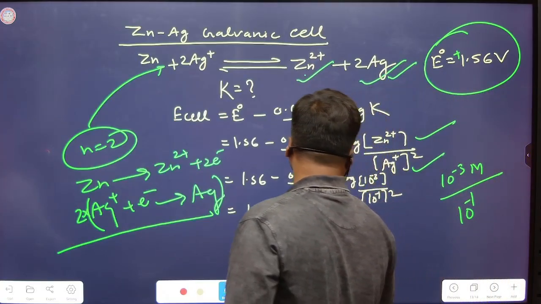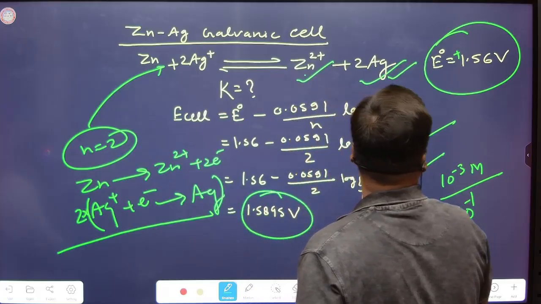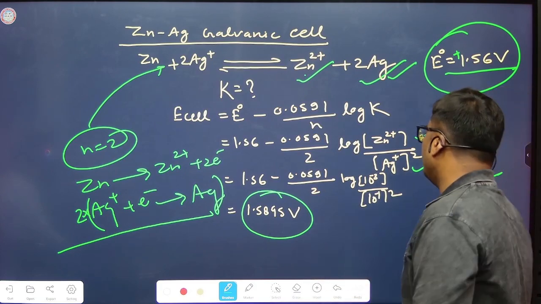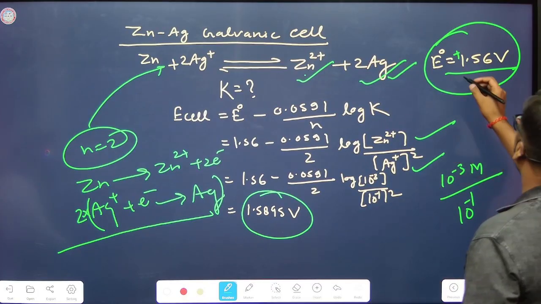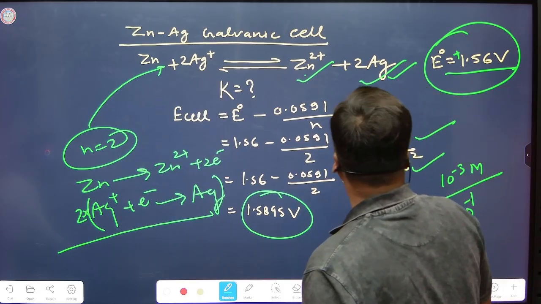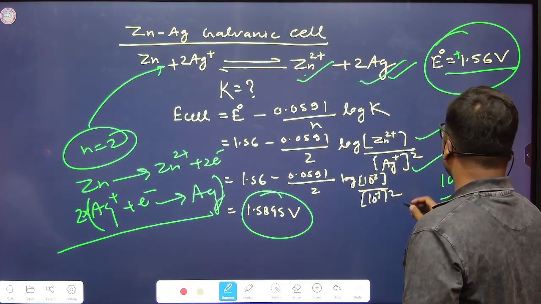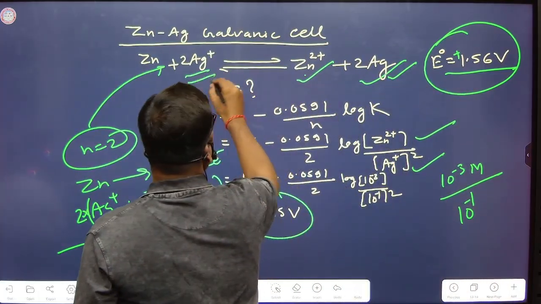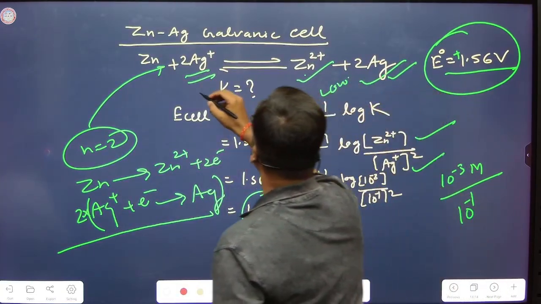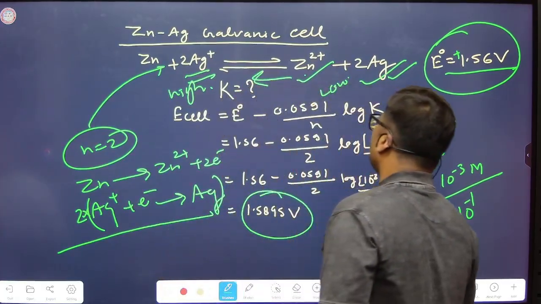So what happens here? The overall value is 1.5895 volt. Here the overall value is 1.56 volt, right? Here cell potential is increasing. Here cell potential is decreasing. It means what? It means the reaction is getting reversed, because here the concentration of Ag plus is high and the concentration of zinc 2 plus is low, right? Low, and this is high. It means the reaction is going in the backward direction, right?